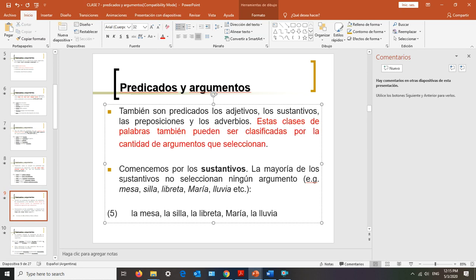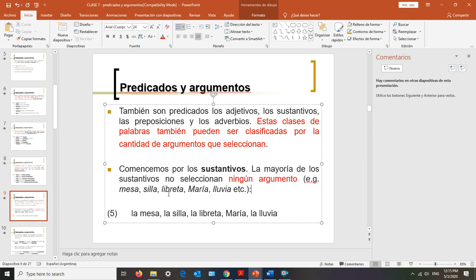Right, so in general, a noun is zero place. Therefore, a noun is generally a zero place type of predicate, for it selects for no argument in general.